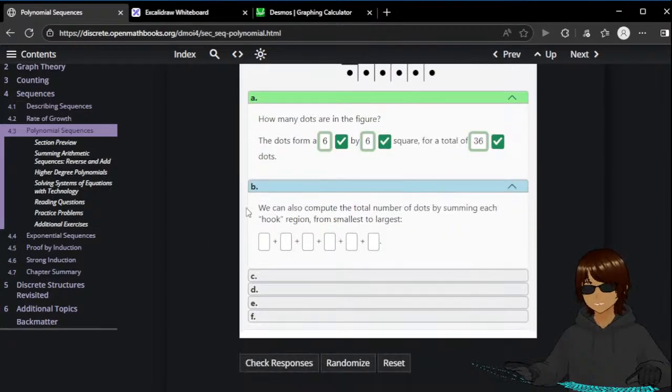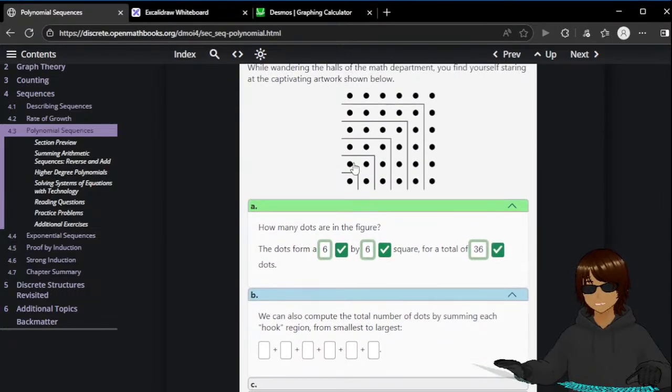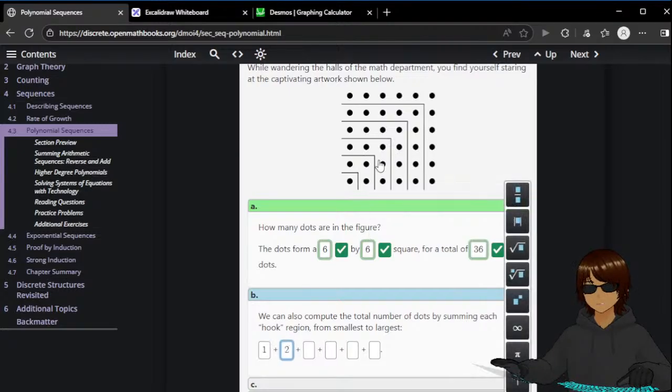You can also compute the total number of dots by summing each hook region from the smallest to largest. 1, 3, 1, 2, 3, 4, 5, 1, 3, 5, 1, 2, 3, 4, 1, 2, 3, 7, 1, 2, 3, 1, 2, 3, 4, 5, 1, 2, 3, 4, 9, 1, 2, 3, 4, 5, 6, 6 plus 5 is 11.